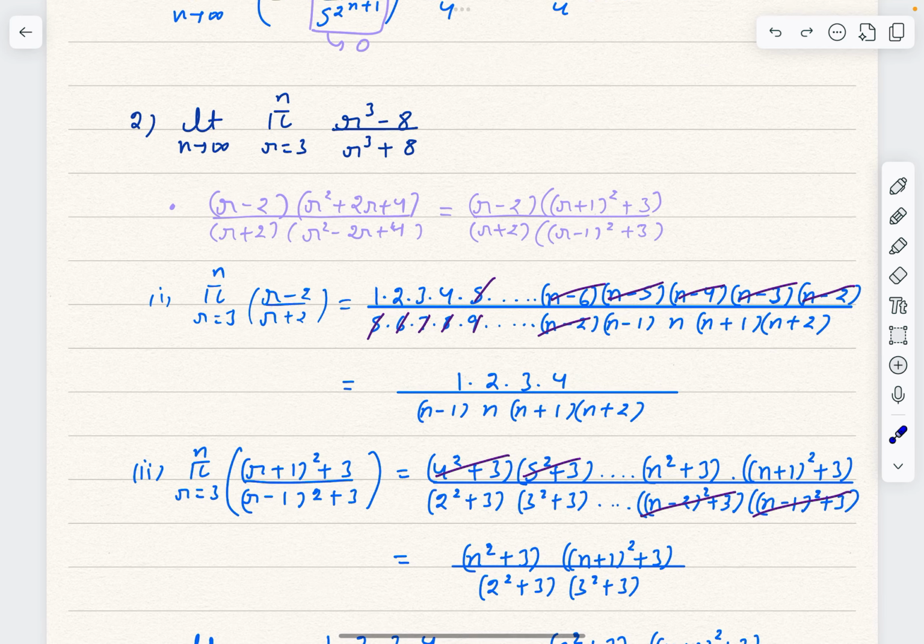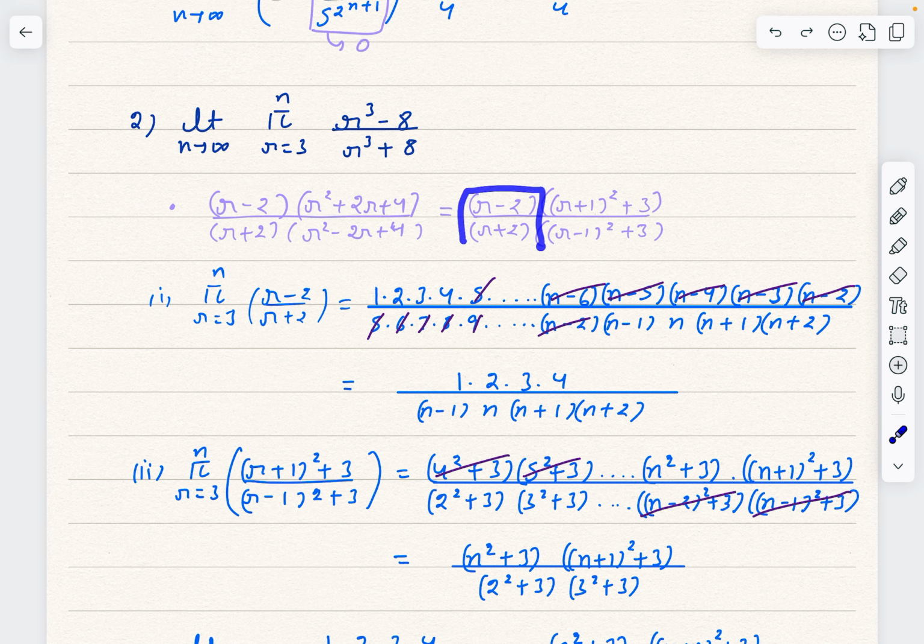What do we have here? r³ − 8 we can write as (r − 2)(r² + 2r + 4) using the a³ − b³ formula. In the denominator, you can use the a³ + b³ formula, which will be (r + 2)(r² − 2r + 4). This r² + 2r + 4 I can write as (r + 1)² + 3, and r² − 2r + 4 as (r − 1)² + 3.